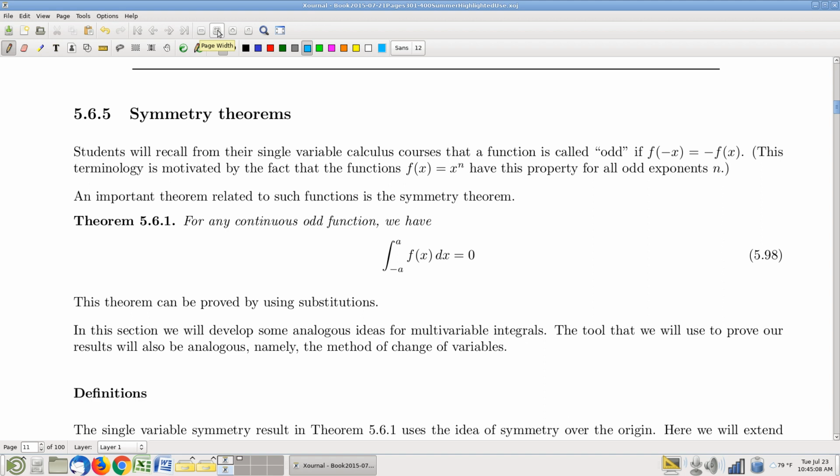So anyway, we will talk about the multivariable version of this theorem next time and proceed from there.